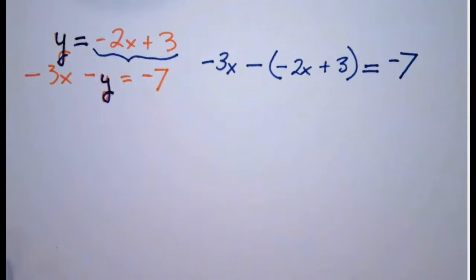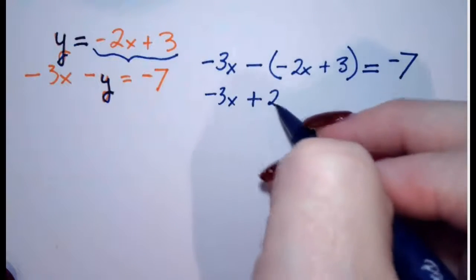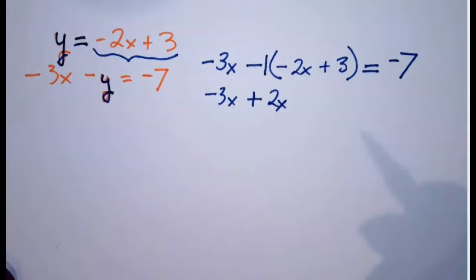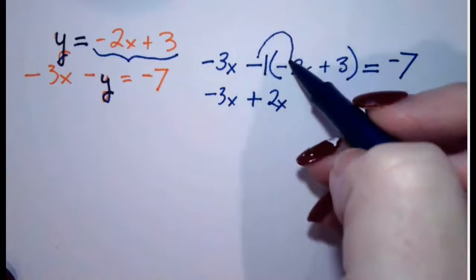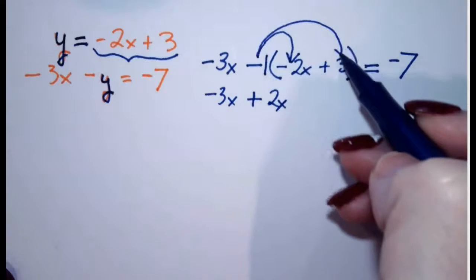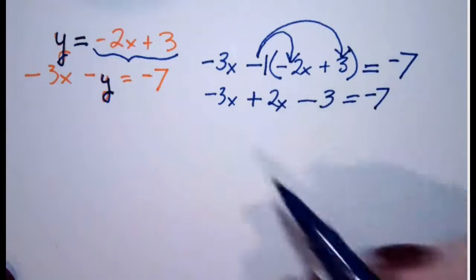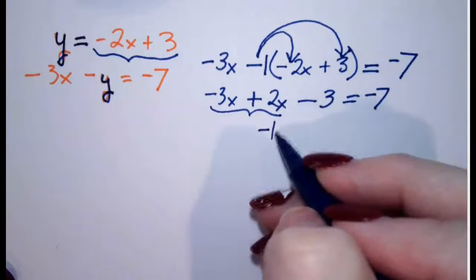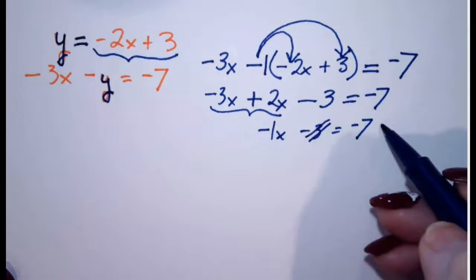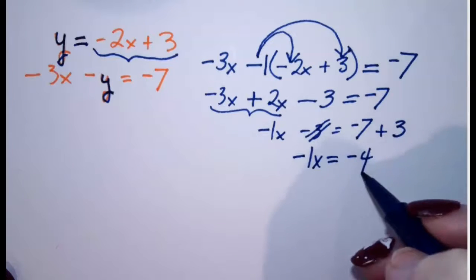And now it's just solving equations. Negative 3x, negative is a positive 2x. Now remember, this is a negative 1. If that helps, go ahead and draw it. So a negative 1 times negative 2 is positive 2x. Negative 1 times 3 is negative 3. I'm going to join these two together. That's negative 1x minus 3 equals negative 7. I'm going to move the negative 3 over here. That'll be positive 3. So negative 1x is equal to negative 4.